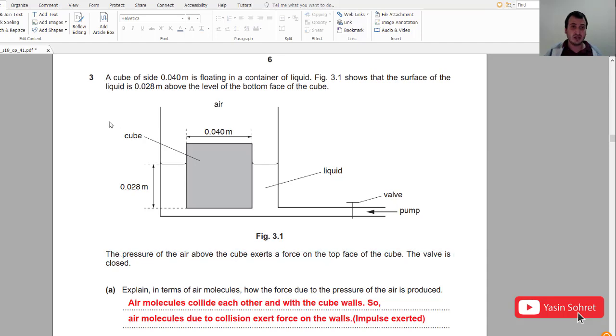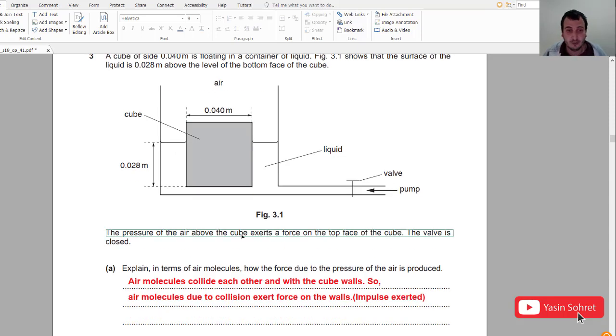And then question 3, it's about pressure. A cube of side 0.040 meters is floating in a container of liquid. You can see here figure 3.1. There is a cube on the water, and there is a pump and valve, as you can see in figure 3.1.